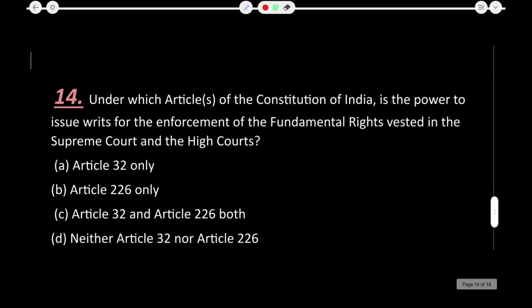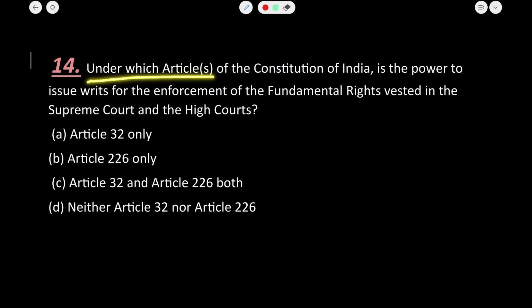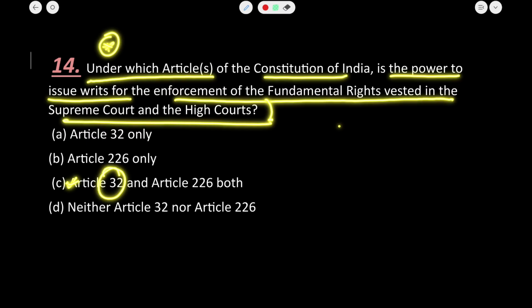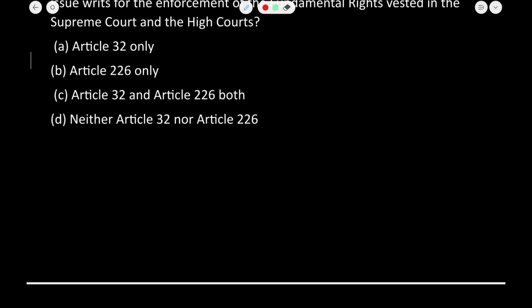Now question number 14, let's see. Under which articles of the Constitution the power to issue writs for the enforcement of fundamental rights are vested in the Supreme Court and High Court? This is a pretty easy question, and this is a very important question as well. So the power to issue writs for Supreme Court applies under Article 32, and for the High Courts it is given under Article 226. So both of these statements are correct.